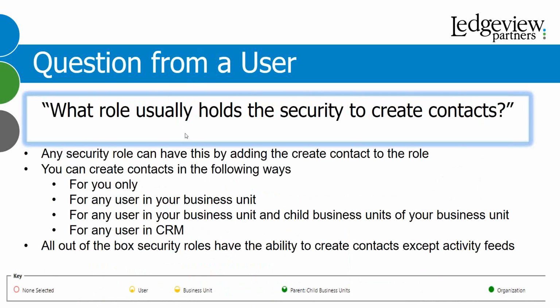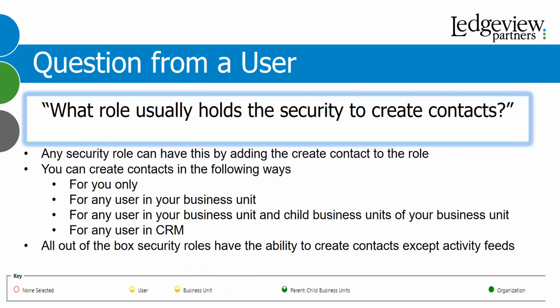Our last question of the day is, what role usually holds the security to create contacts? Excellent question, and actually any security role can have this simply by adding the create contact to the role. If you put it on user, that means when they create it, they have to be the owner of it. If you do it for the business unit, let's say I'm in the LVP webinar business unit, any other user within my CRM organization that's in that business unit, I can create a contact for and have it assigned to them.